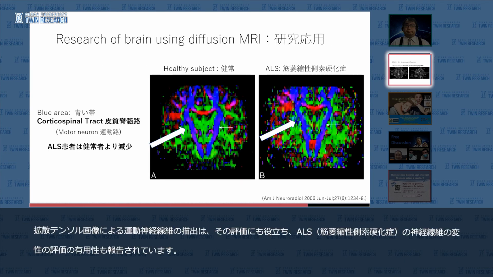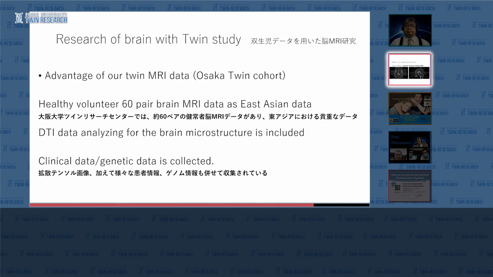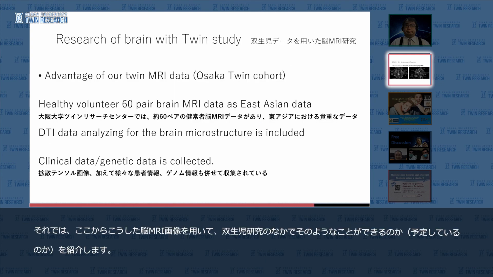We can see diffusion tensor imaging based color maps of both a healthy subject and a patient with amyotrophic lateral sclerosis, ALS. As the white arrows point out, the corticospinal tract, that is the motor neuron, appears thinner in the patient with ALS compared to the healthy subject. From here, I'll talk about the utility of brain MRI techniques in twin study.